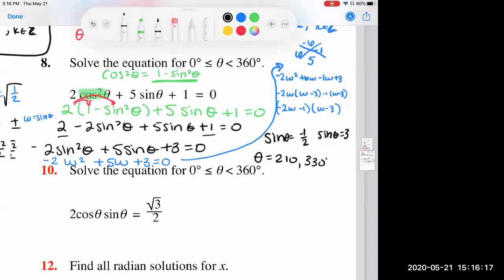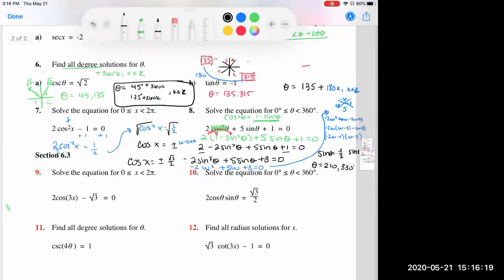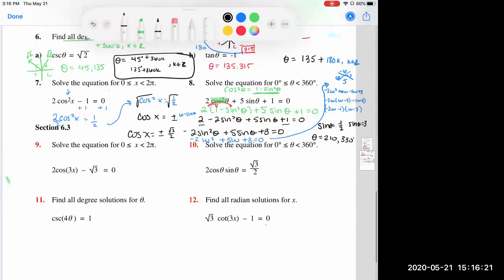All right, almost done. Let's just go ahead and finish. We have those two left. Number 9, solve the equation for 0 is less than or equal to x less than or equal to pi for 2 cosine of 3x minus square root of 3.